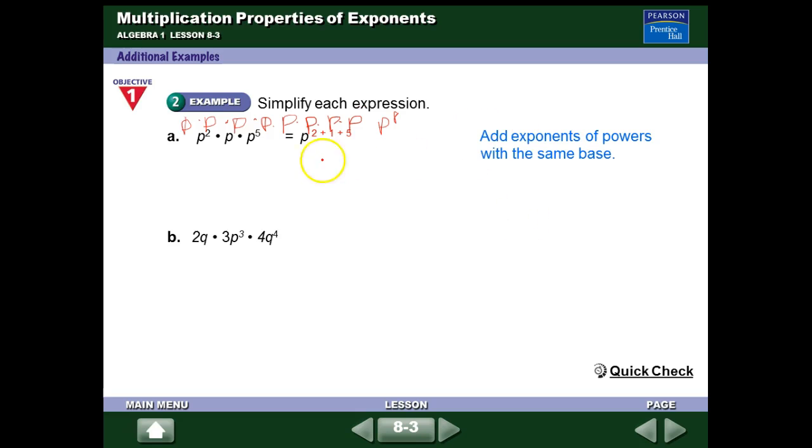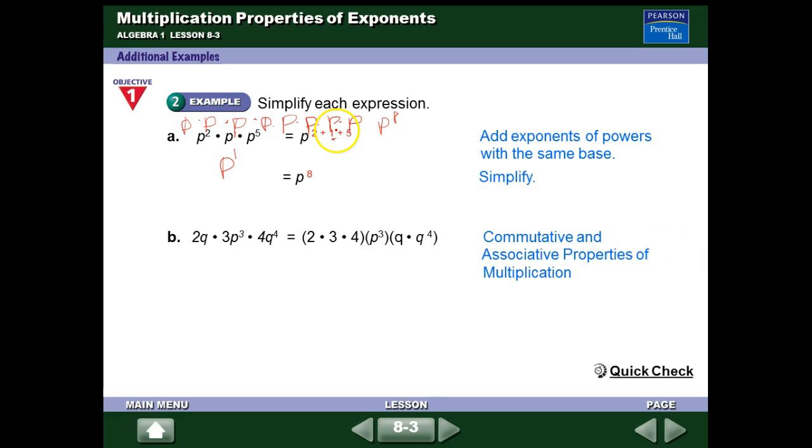So notice here, and it's important, this is just p. We don't write p to the 1 because it's just saying p once, but you do need to know that. So when you add your exponents, you do not add 0. This is really p to the 1, so we have to add that 1 in with my exponents. Add them up, and p to the 8th is simplified.